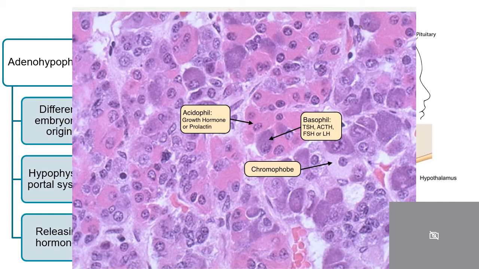Acidophils appear pink and secrete growth hormone and prolactin. Basophils appear purple and secrete thyroid-stimulating hormone, adrenocorticotropic hormone, follicle-stimulating hormone, or luteinizing hormone. So those would be TSH, ACTH, FSH, or LH. Lastly, the supportive cells, chromophobes, are the lightest in color as they don't pick up the stains very well. Remember, if it looks different, that's because it is different.